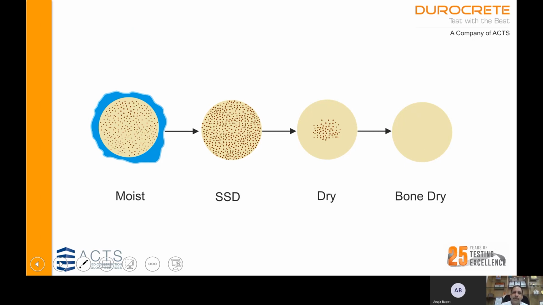Now, the difference between SSD condition and bone dry condition is the aggregate absorption, or capacity of aggregates to absorb water to come to SSD condition. And the difference between the moist condition and SSD condition will give you the surface water that is present in the aggregates.